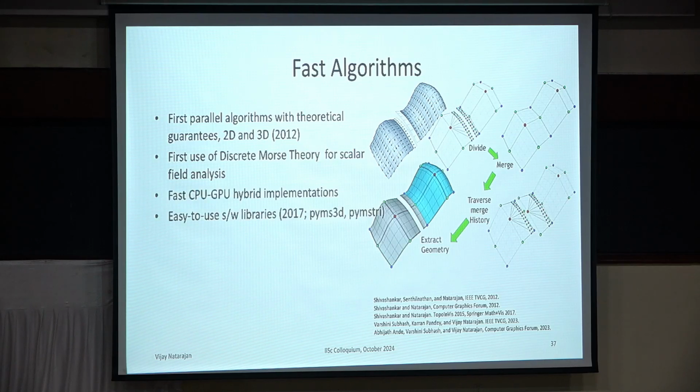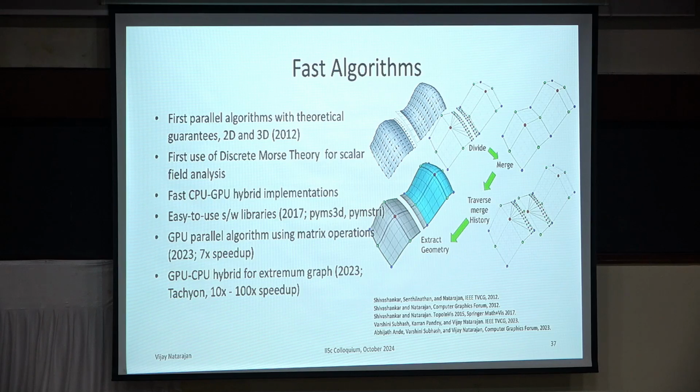And in subsequent work, we were able to show efficient GPU and efficient GPU-CPU hybrid implementations, which resulted in some fast software libraries. One that is currently functional from our group is called PyMS3D. Again, subsequent work allowed us to extend this to a GPU-only implementation by rewriting some of these path tracings as matrix operations and using the power of the GPU to perform matrix operations.